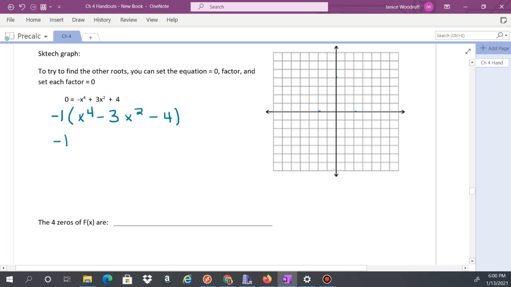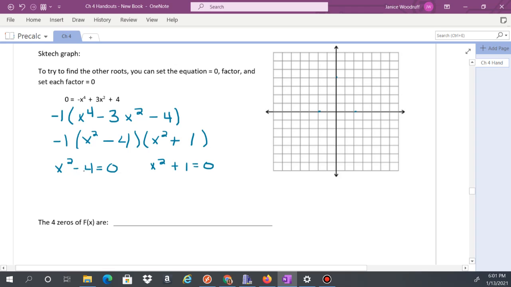So if I wanted to factor this, I would split this like a normal factorization. I'm just going to do x squared and x squared instead of x and x because it's x to the 4th. And then we say what multiplies to negative 4 and adds to negative 3. That would be negative 4 and positive 1. Negative 4 plus 1, negative 3. Negative 4 times 1, negative 4. And then we solve. So we have x squared minus 4 equals 0, and we have x squared plus 1 equals 0.